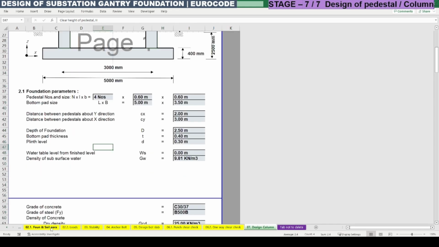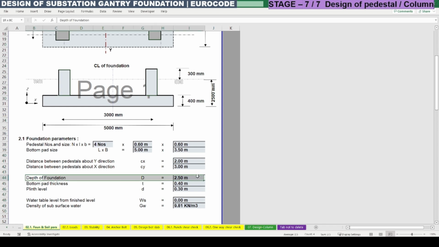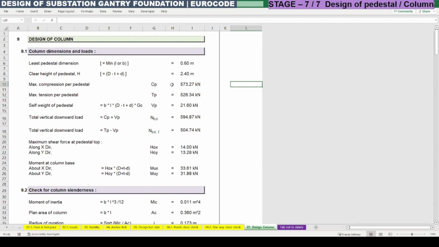So you can see in the foundation and soil parameter which we have assumed earlier, the D is nothing but the depth of foundation which is below the ground level. So it means 2.5 meter. In that we need to deduct the bottom pad thickness 400 mm. So 2.1 meter. In that we need to add the plinth level, from the ground level to the top of the column or pedestal. So totally it is 2.4 meter. So that is what is considered here.